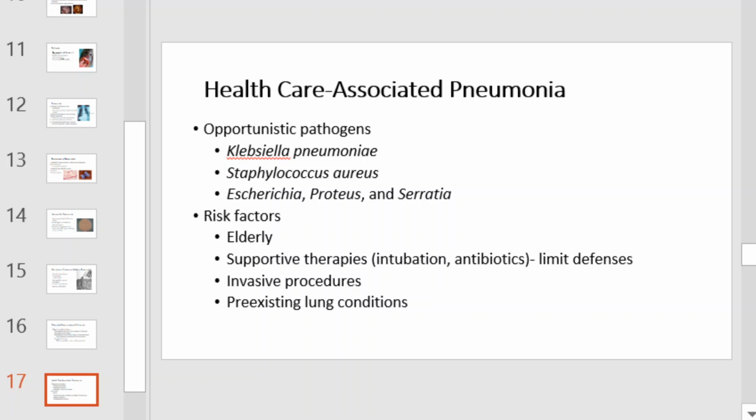Healthcare-associated pneumonia is caused by opportunistic pathogens such as Klebsiella, Staphylococcus aureus, and Escherichia. It creates risk factors for the elderly, those under the care of supported therapies such as intubation or heavy antibiotic treatments and who have limited defenses, those who are experiencing invasive procedures, or those who have pre-existing lung conditions.